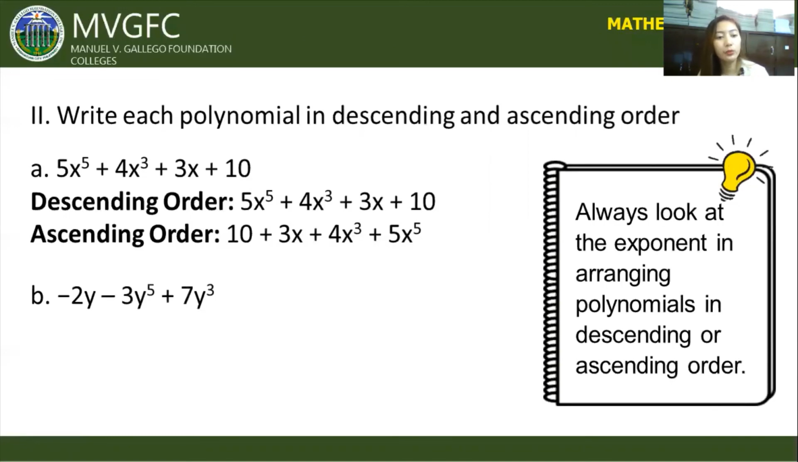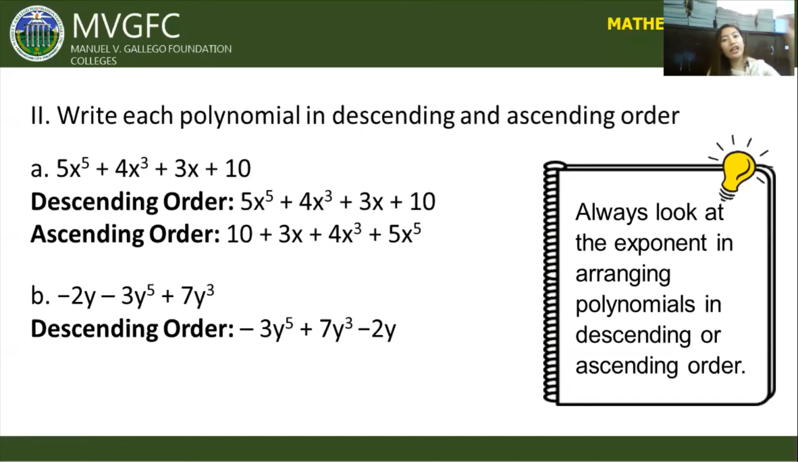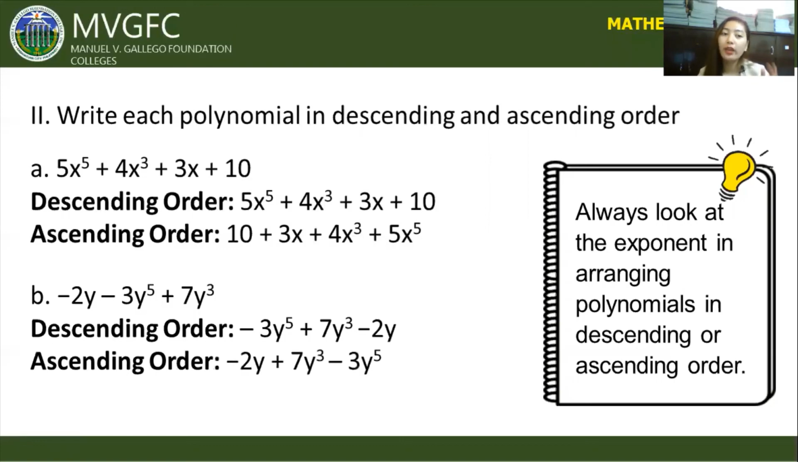We have negative 2y minus 3y raised to 5 plus 7y cubed. Your answer for descending? Okay, for descending, looking at the exponent, we have negative 3y raised to 5 plus 7y raised to 3 minus 2y. And of course, for ascending order, we have negative 2y plus 7y cubed minus 3y raised to 5.